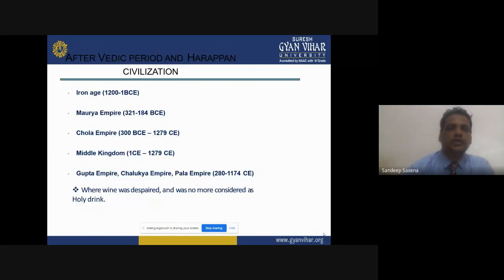After the Vedic period and Harappan civilization, there is the Iron Age, 1200 to 1 BCE, then the Maurya Empire, 321 to 184 BCE, the Chola Empire, 300 BCE to 1279 CE, and the Middle Kingdom, 1 CE to 1279 CE. The Gupta Empire, Chalukya Empire and Pala Empire, 280 to 1174 CE, is when wine was respected but no longer considered a holy drink.